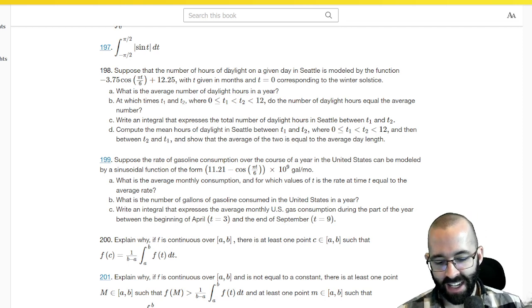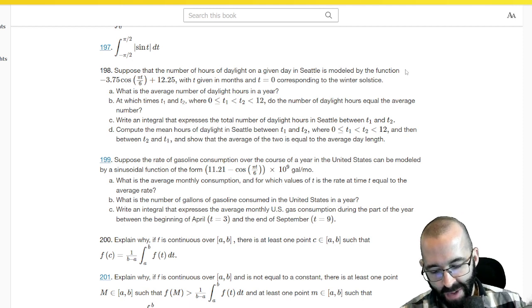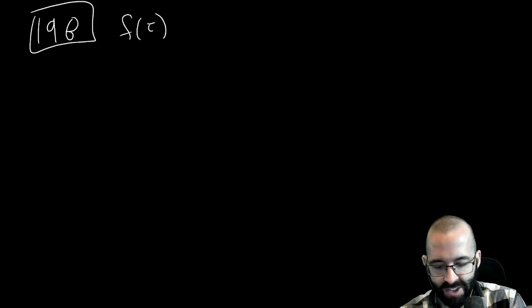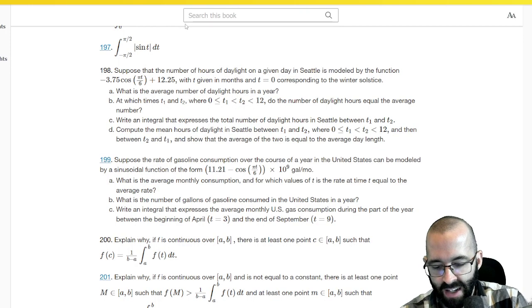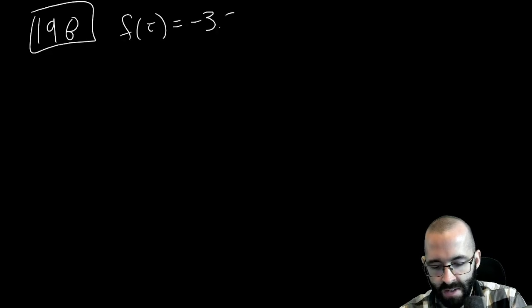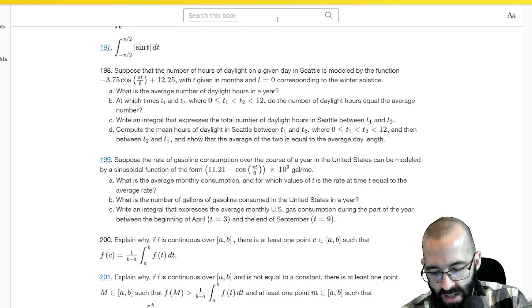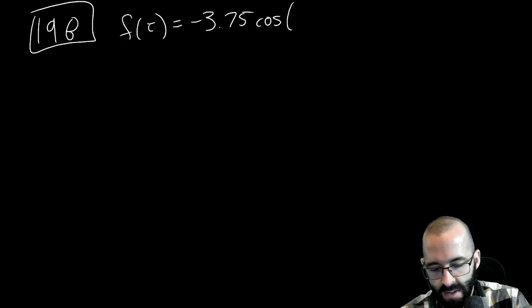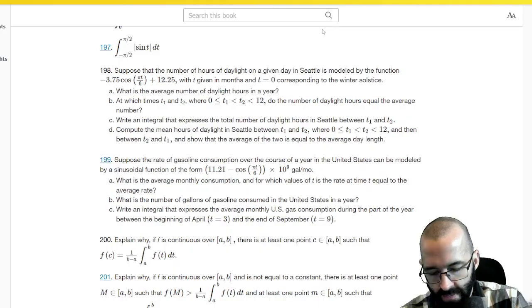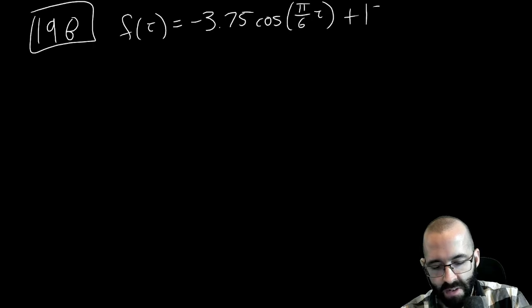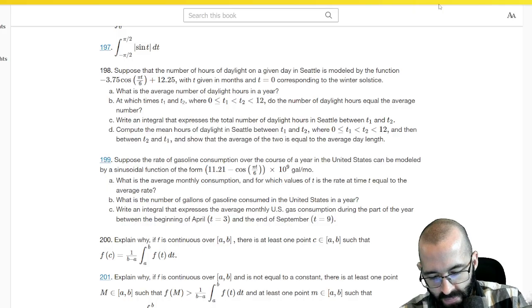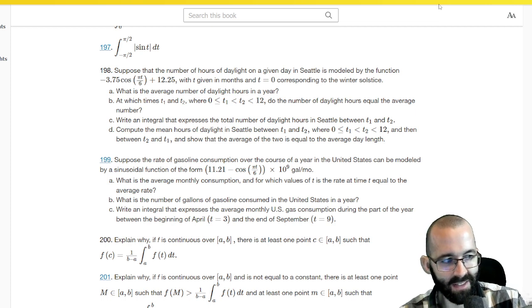Suppose the number of hours in daylight in a given day in Seattle is modeled by the function. I'm going to write that down. I'm going to call it f of t. Negative 3.75 cosine of pi over 6 t plus 12.25, where t is given in months and t equals 0 is the winter solstice, which is like December.